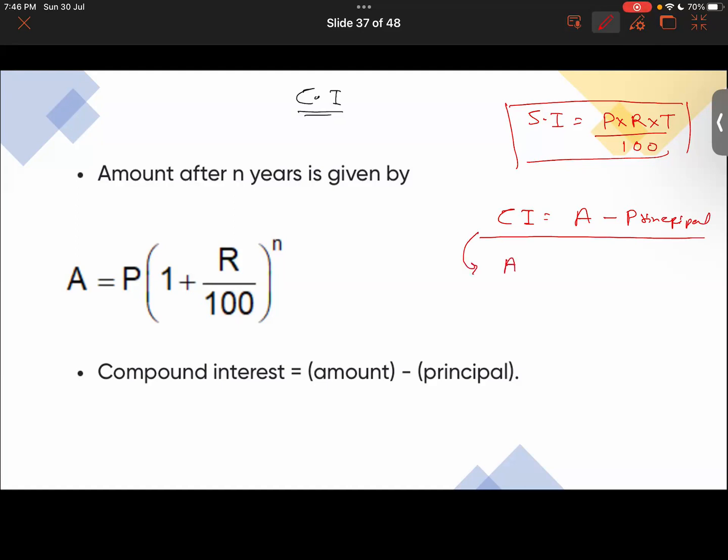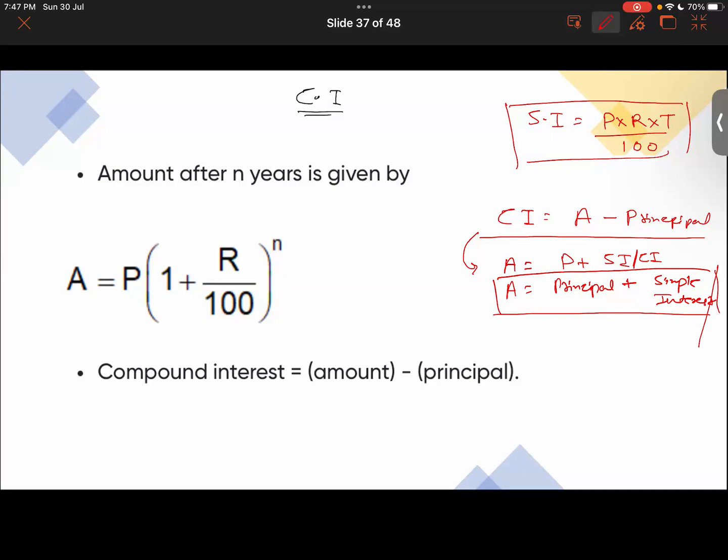Now I know you guys are aware of this formula: amount equals principal plus simple interest, right? Yes, sir. So using the same formula, we can calculate the simple interest or compound interest also. Also write it as simple interest slash compound interest.